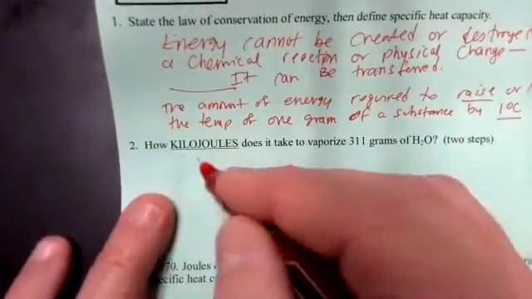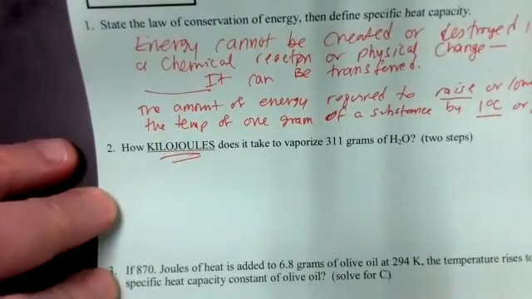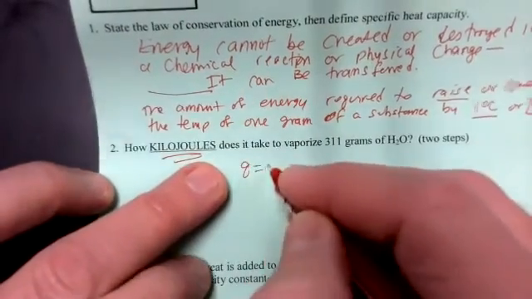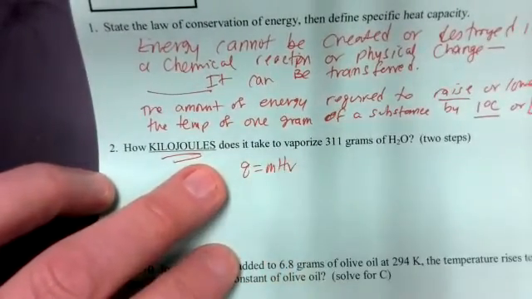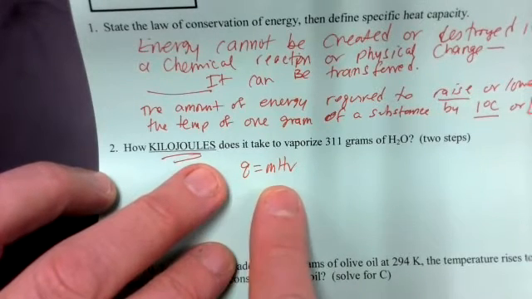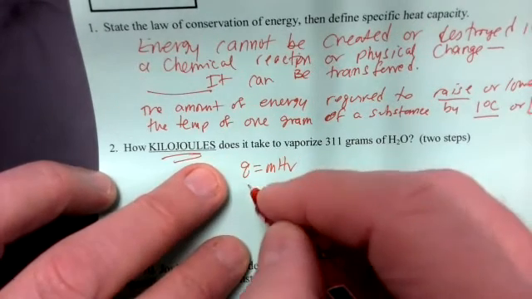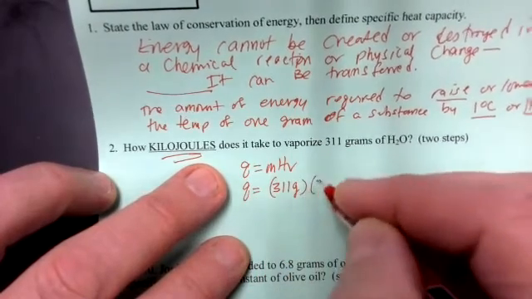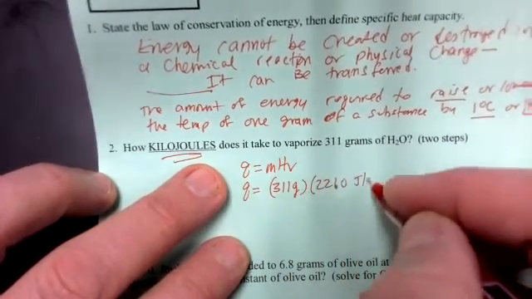All right, let's see what we got going on here. How many kilojoules? Now this is different. This is kilojoules, not joules, to vaporize 311 grams of water. Now, the formula Q equals mH of V is going to help us figure out how many joules, Q, will it take to vaporize that. So this is going to be Q equals 311 grams times 2260 joules per gram.